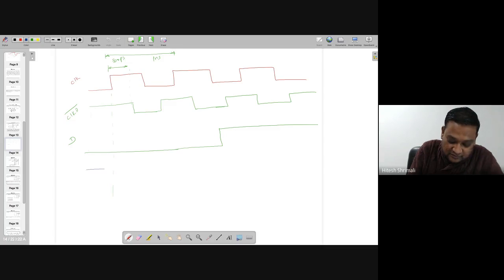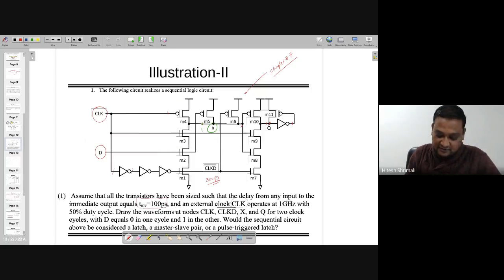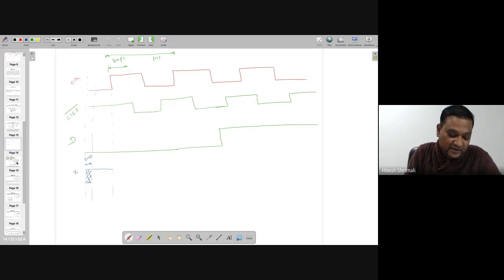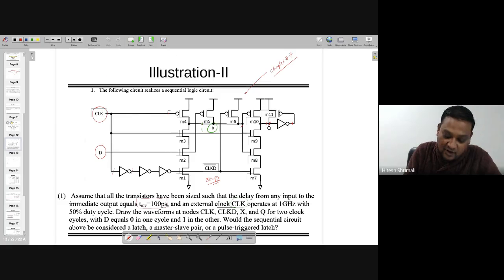So this is 1. But note that whatever the value it was, after 100 picoseconds this is happening, because for any input to the immediate output it equals 100 picoseconds. So from here to here, it takes 100 picoseconds to change the state, right? But when clock becomes 1, this is off. And now it's depending on following things.